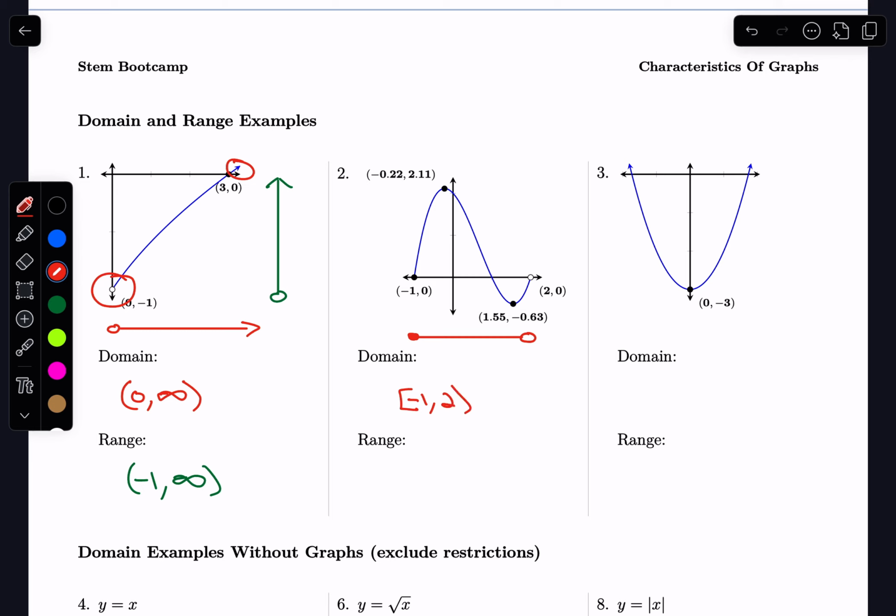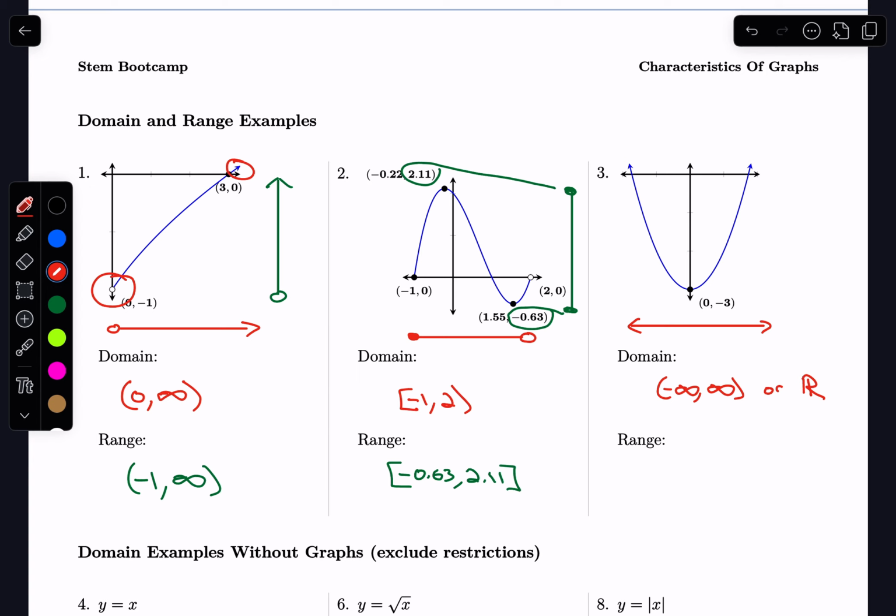So we're going to go from negative infinity to infinity. Another way we can say that is just a fancy R, all real numbers. If you don't want to do negative infinity to infinity as an interval, the other option is the script R. But again, make sure if it says to use an interval, you have to use negative infinity to infinity.